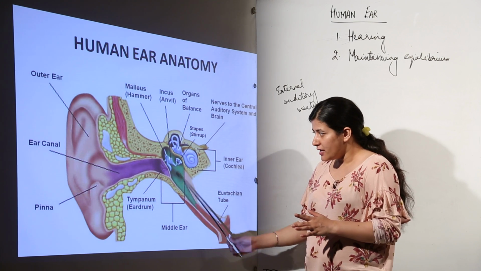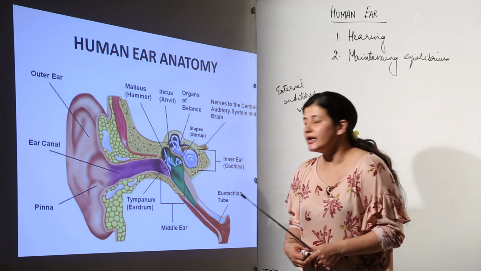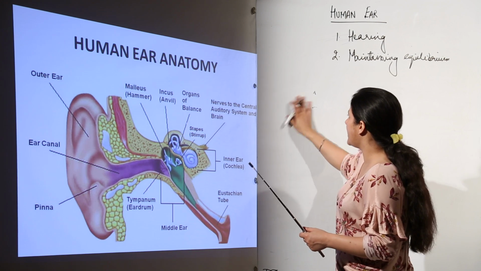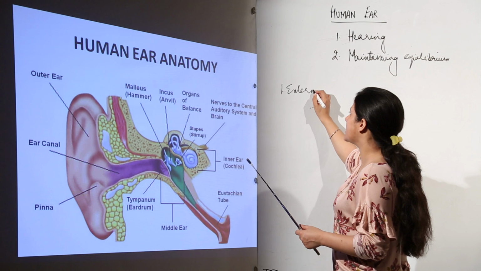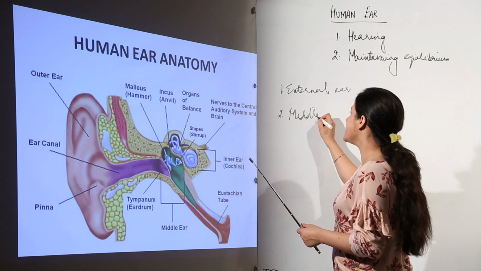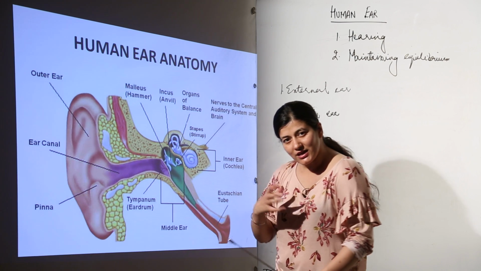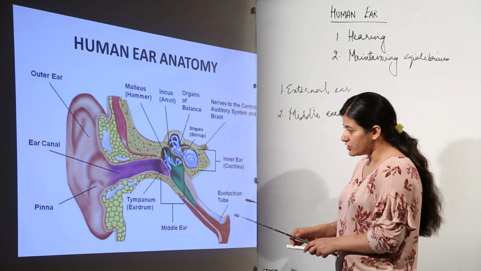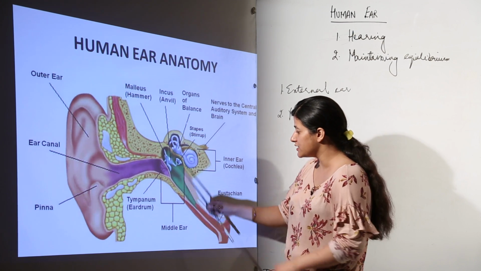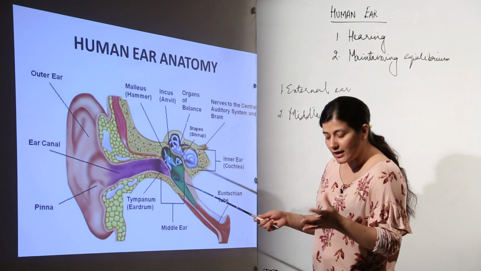Coming to the middle ear, from this tympanum to the two windows, the round window and oval window. The three parts of the ear are the external ear, which we saw, and now the middle ear. In the middle ear we have the three smallest bones, responsible for increasing the vibrations. Whatever vibration comes on the tympanum, these three bones, malleus, incus and stapes, are responsible. They are otherwise known as ear ossicles.